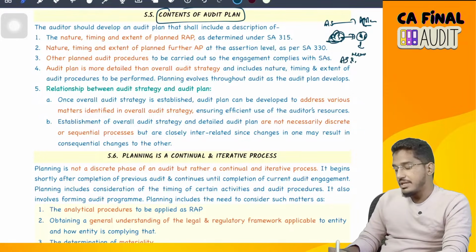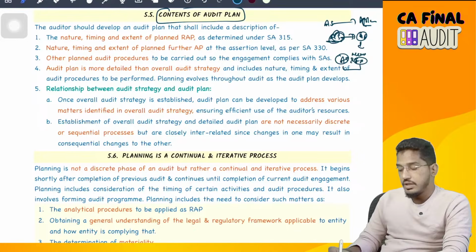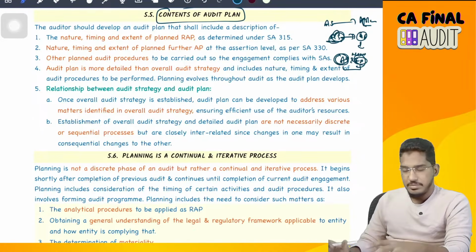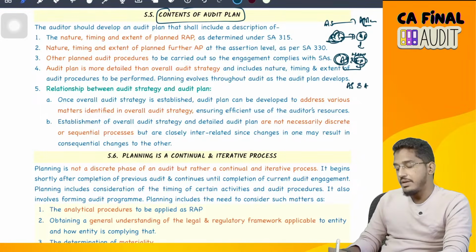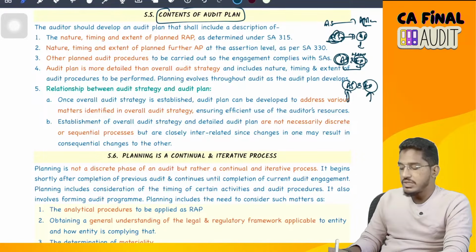Both this audit strategy and audit plan are closely related with each other. If you are making a change in one, the other is also automatically required to be changed. These are not two separate activities. Audit strategy and audit plan are closely interrelated processes. If you make a change in audit strategy, that requires a change in audit plan.